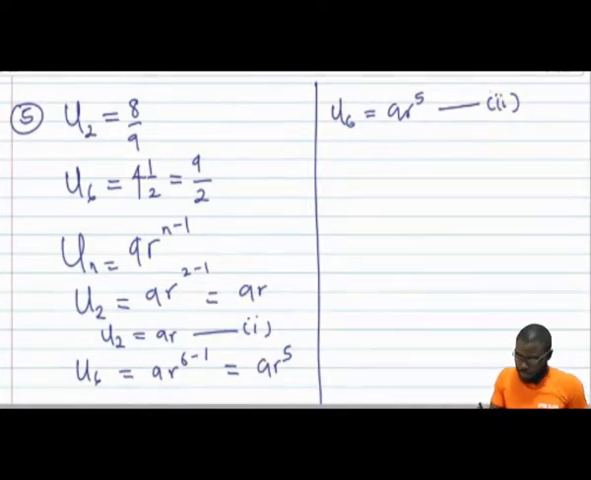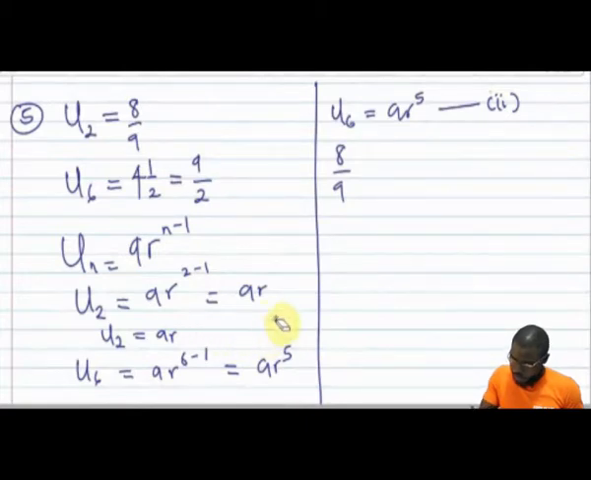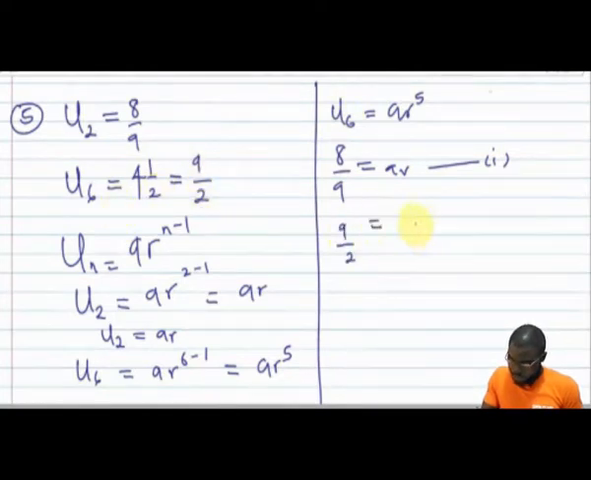Now equation 1 can be written because you have your U2 equal to 8 over 9. So we can take this off, we can take this off also. So we have 8 over 9, that's our U2, equal to AR. We make that equation 1. Then U6, which is 9 over 2, equals AR raised to the power 5. That can be equation 2.